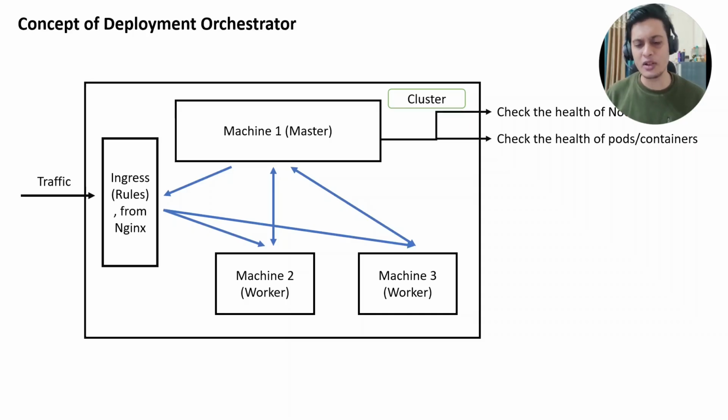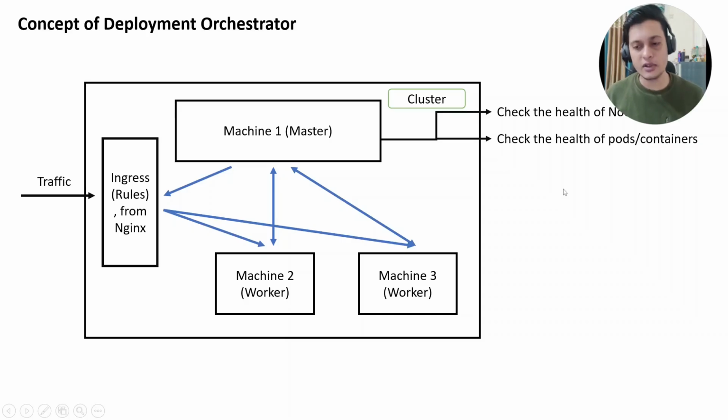Let's assume your application is running on machine 2 and machine 3. Just assume your application is running and machine 1 is understanding, okay, these two machines are running the application, and they are consuming this many resources. And now I need to figure out where to send the traffic which is coming from the internet. So this master node is the controller who decides where the traffic should go and how the traffic should be handled.